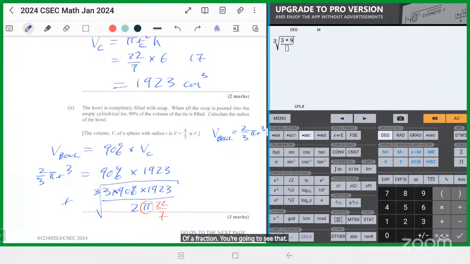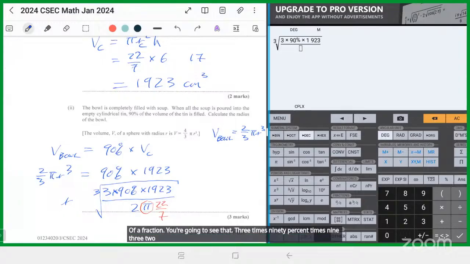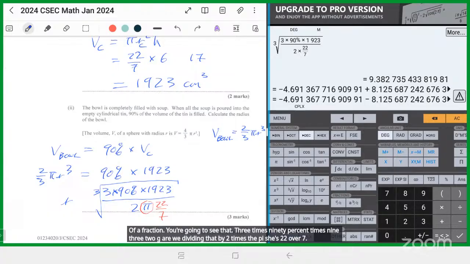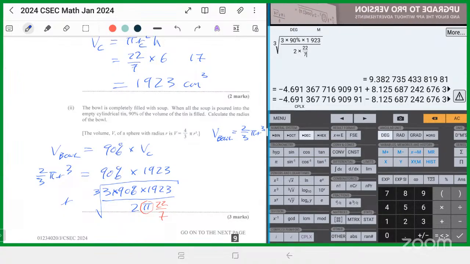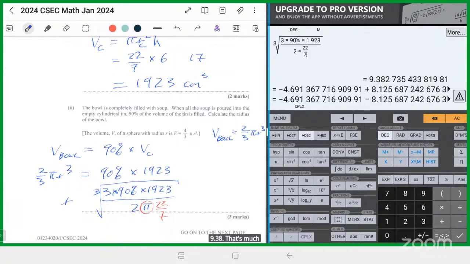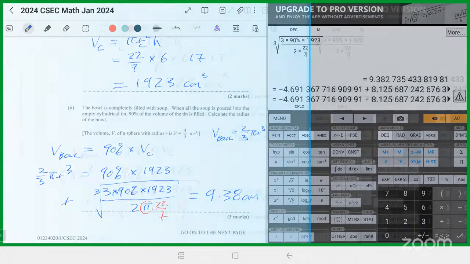3 times 90% times 9323, and we're dividing that by 2 times pi, which is 22/7. 9.38. That's much better. Yes, sir, that makes sense. Good. 9.38 centimeters. All right, beautiful. All right, that is it.